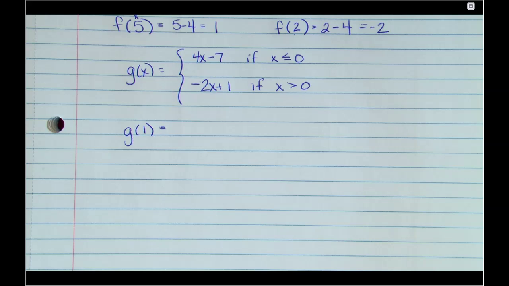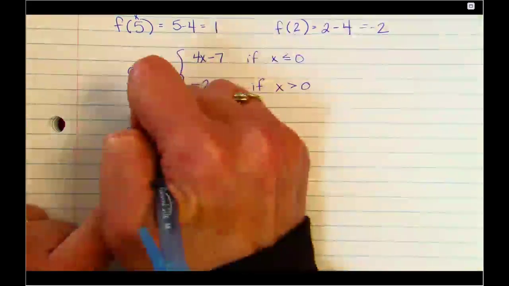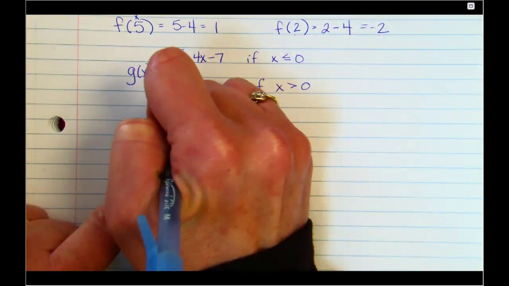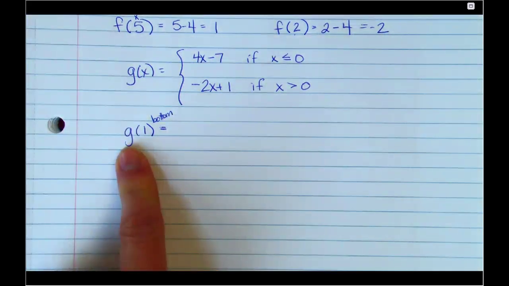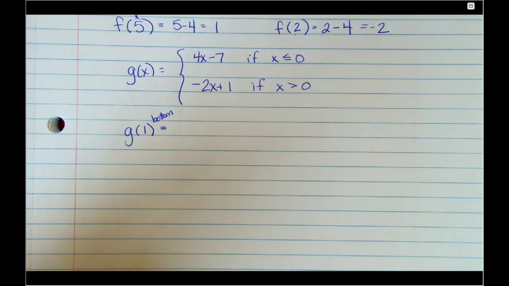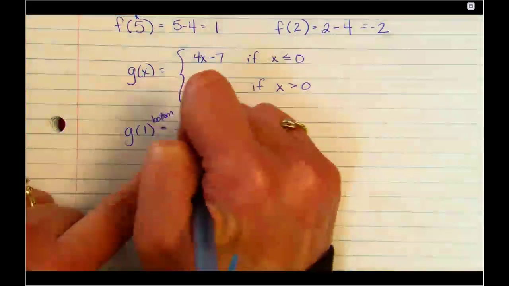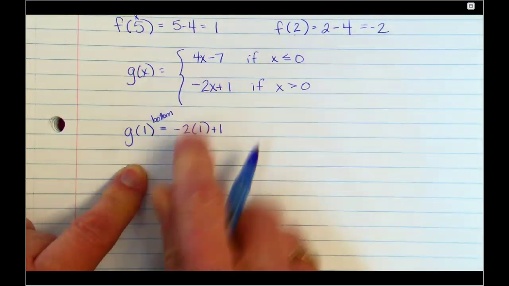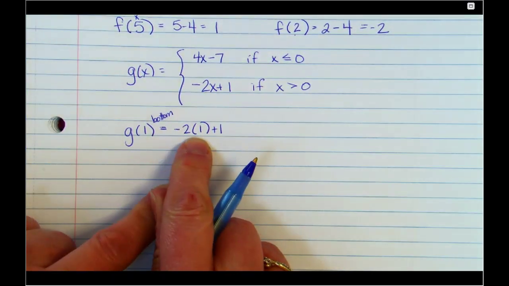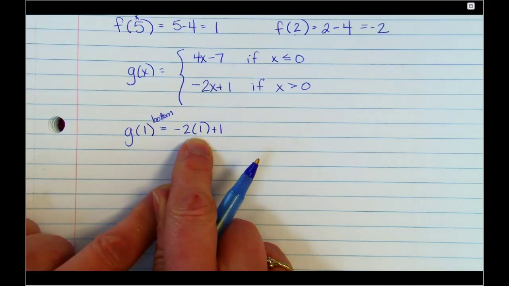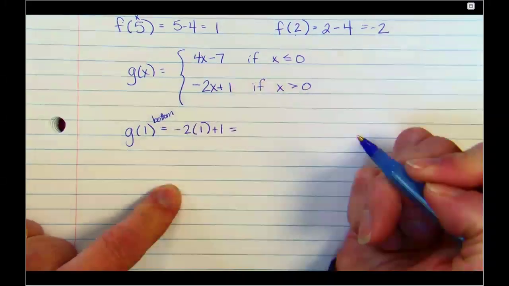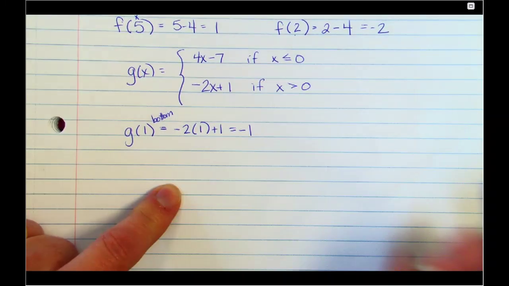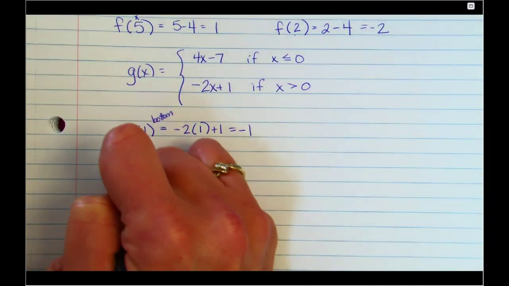Okay, top or bottom? Bottom. Here's the bottom because 1 is more than 0. And you guys put it in exactly the way it is, except you're replacing your x with your 1. If you struggle with order of operations, put this in your calculator exactly the way it is. You'll get the right answer. What is it? -1.